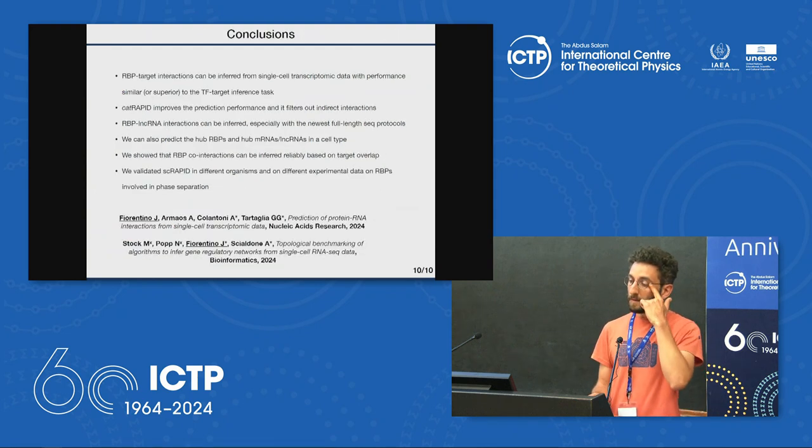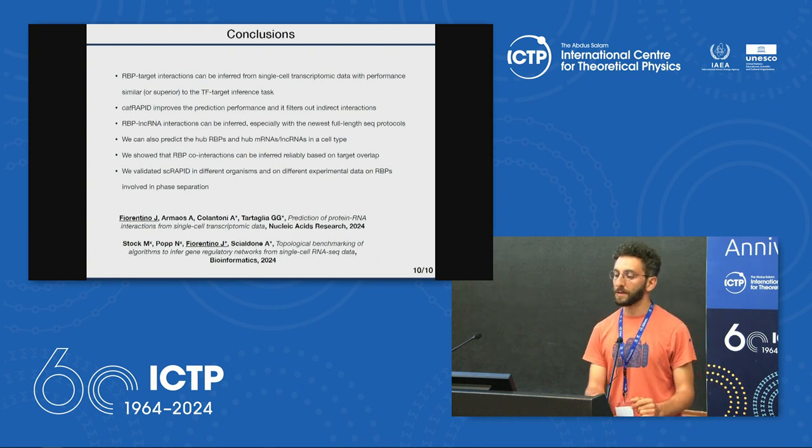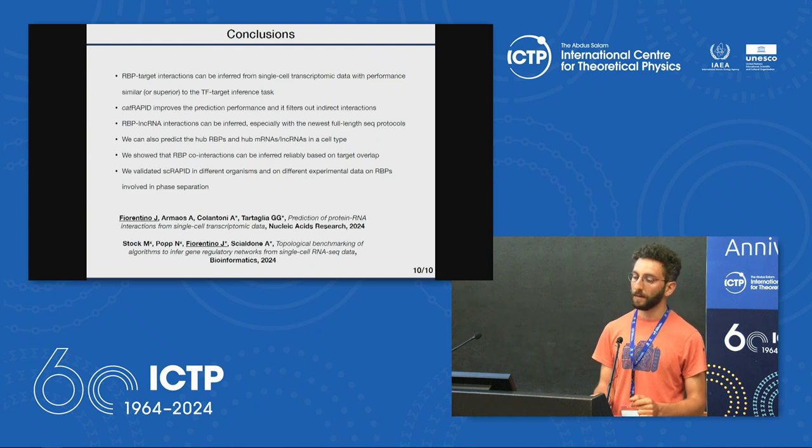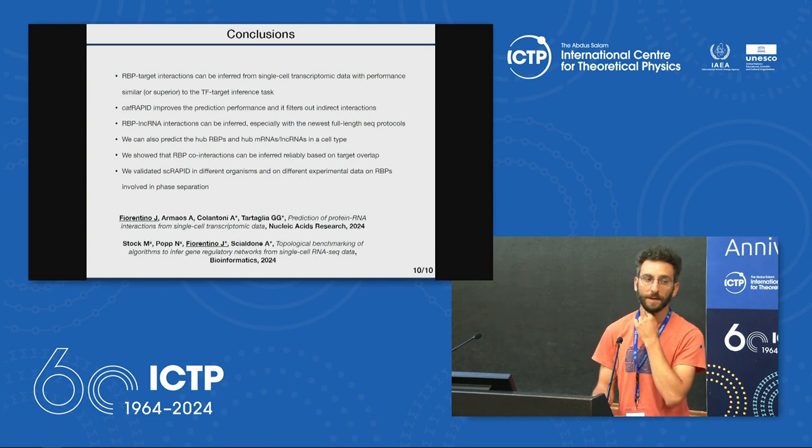So to conclude, with this work, we established the prediction of protein-RNA interactions from single-cell transcriptomic data by integrating existing gene regulatory network inference methods with the CatRapid predictions. I didn't show that we can also accurately predict interactions with long non-coding RNAs, especially with the newest full-length sequencing protocols.